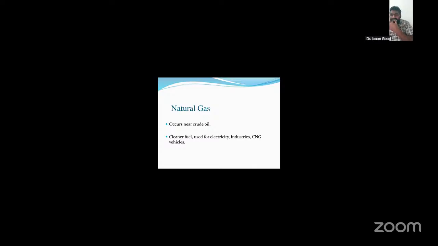Natural gas. What is natural gas? The basic concept: natural gas is a gaseous fossil fuel mainly composed of methane gas. Methane is CH4. It commonly occurs near crude oil deposits or in independent gas fields beneath the earth's surface. Some key features are there.